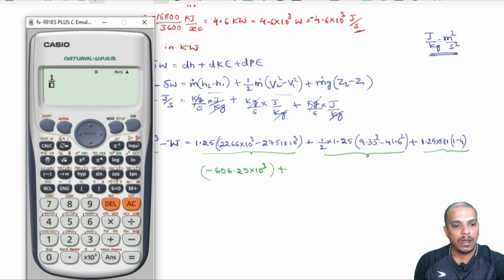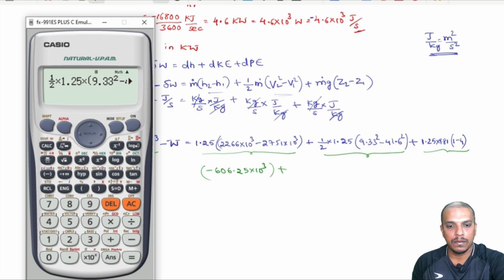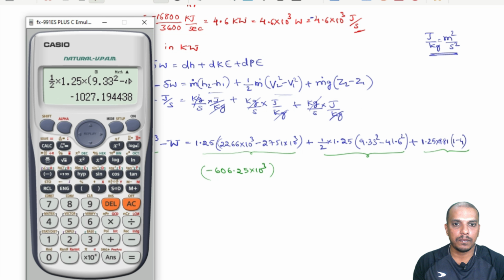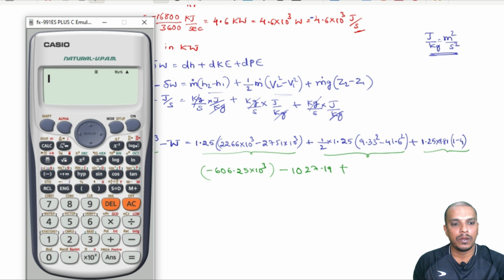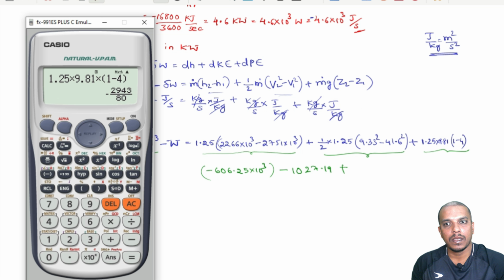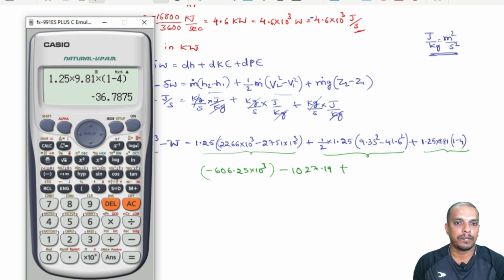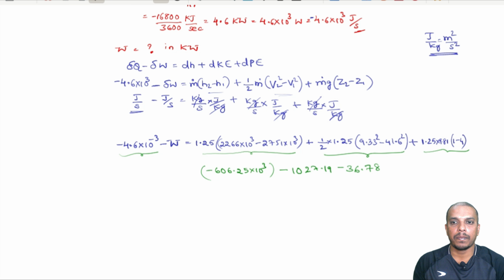Plus this half into 1.25 into 9.33 square minus 41.6 square. So second term is minus 1027.19, plus the other term is 1.25 into 9.81 into 1 minus 4. So minus 36.78. Now on the other side we have minus 4.6 into 10 power 3 minus W.